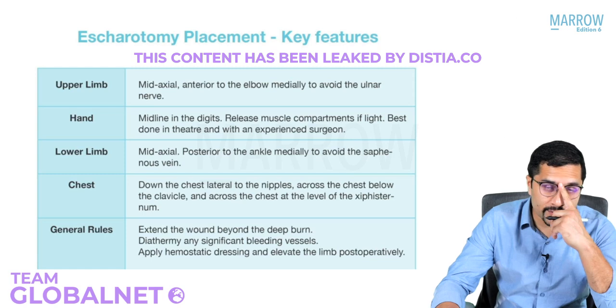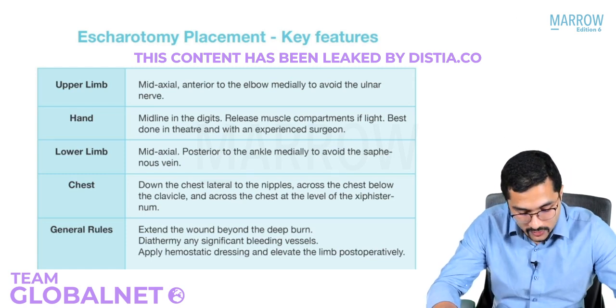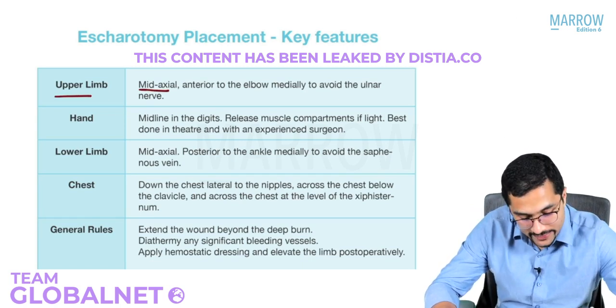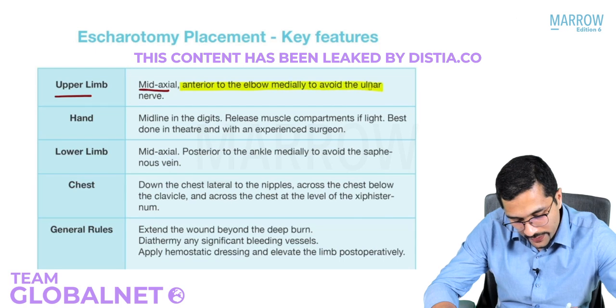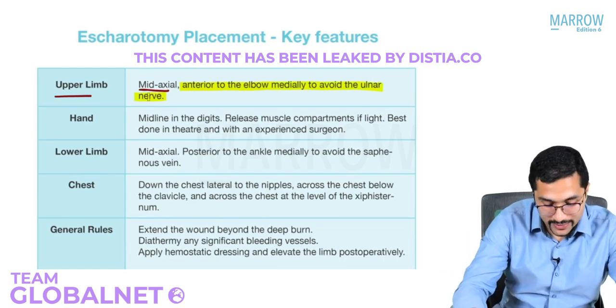There are certain points which I want you to know which have been written in both Bailey and Sebastian regarding escharotomy. In the upper limb, the incision should be a mid-axial incision anterior to the elbow to avoid injury to the ulnar nerve. That is important. So the incision should be anterior to the elbow.